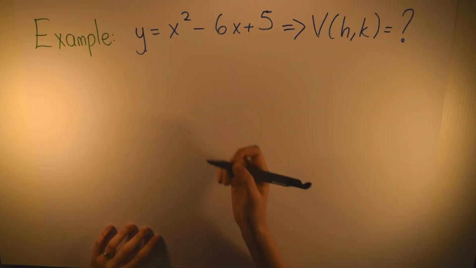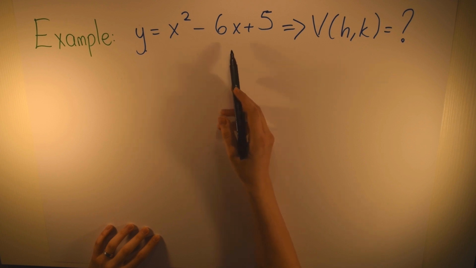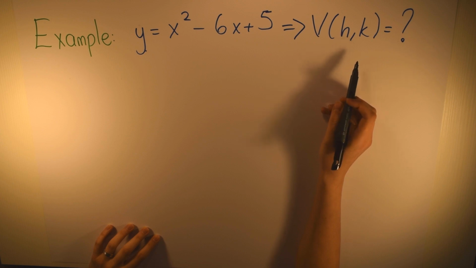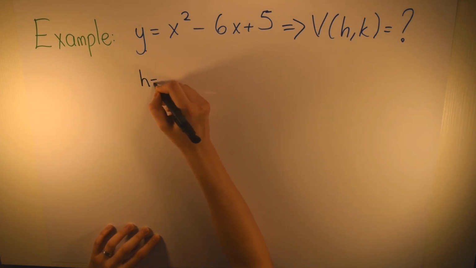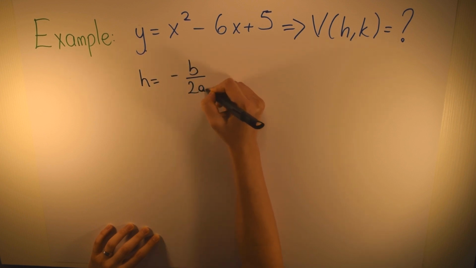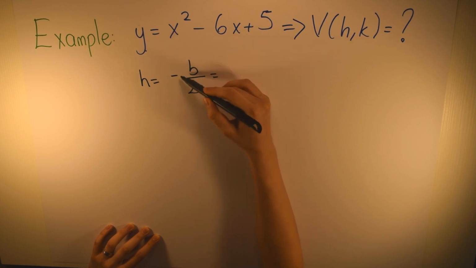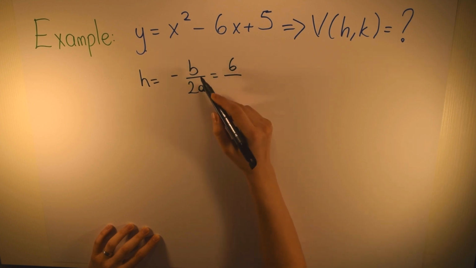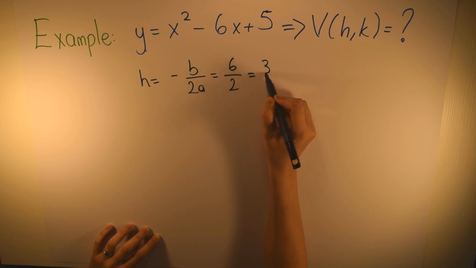Let's continue with this example. Here we have y equals x squared minus 6x plus 5, and the vertex is asked. What was the formula for h? h is equal to minus b over 2a, right? So what's our b? It's minus 6, minus times minus will be positive 6, over 2a, where a is equal to 1, so it's 6 over 2, which is equal to 3.